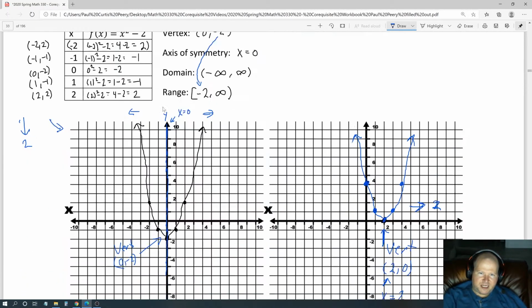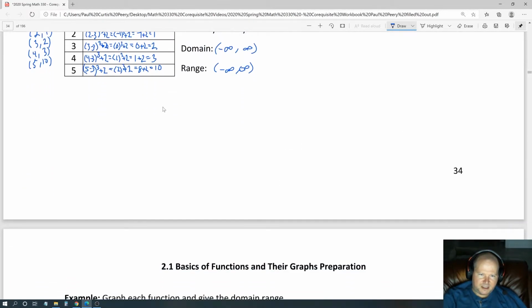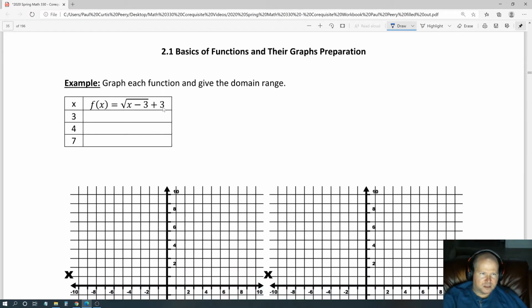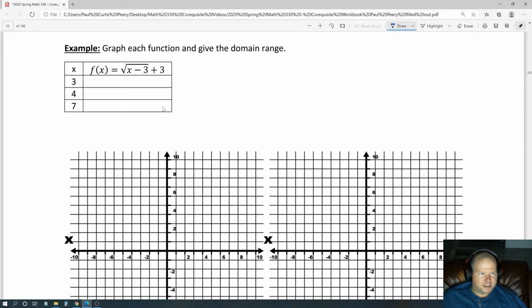So let's see if we can kind of figure out how this one's going to be transformed. Okay, it looks like we have both a vertical and a horizontal transformation. So first, we plug in some numbers, right? So we say 3 minus 3 plus 3. 3 minus 3 is 0. Square root of 0 is 0. 0 plus 3 is 3.